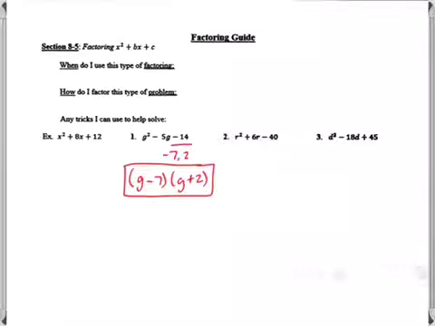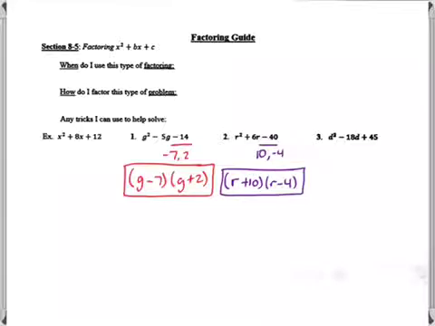Question 2, same idea. r squared plus 6r minus 40. We're looking for the factors of negative 40 that add up to be a positive 6. Well, that's going to be 10 and negative 4. So we're going to get r plus 10 and r minus 4.